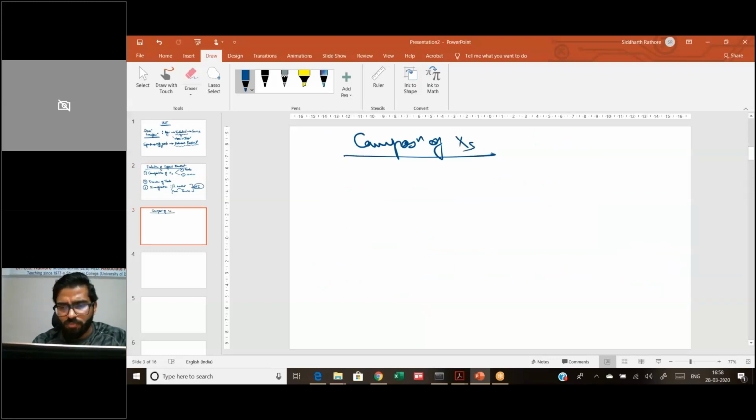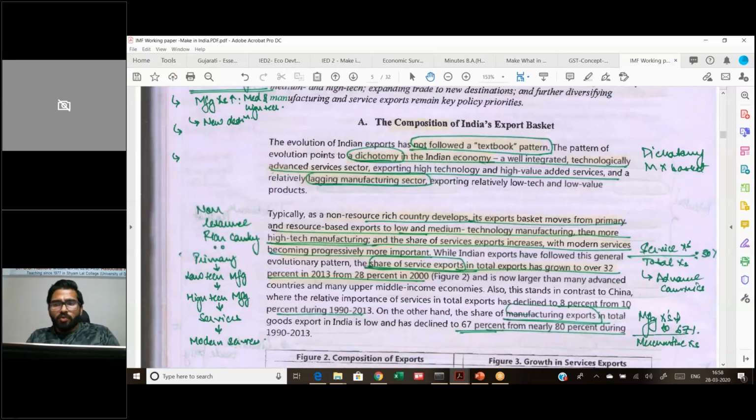Now, when we see the composition of our exports, India has not followed the traditional textbook pattern. Now, what is the traditional textbook pattern? As you can imagine, it is a move from an agrarian export basket, which means that initially we will be exporting agrarian goods, and then with time we will get into manufacturing goods. Those manufacturing goods initially will be low-tech, low-value products, and with time we will move to medium technology and then to high-tech goods. Then we move on to services and then to modern services.